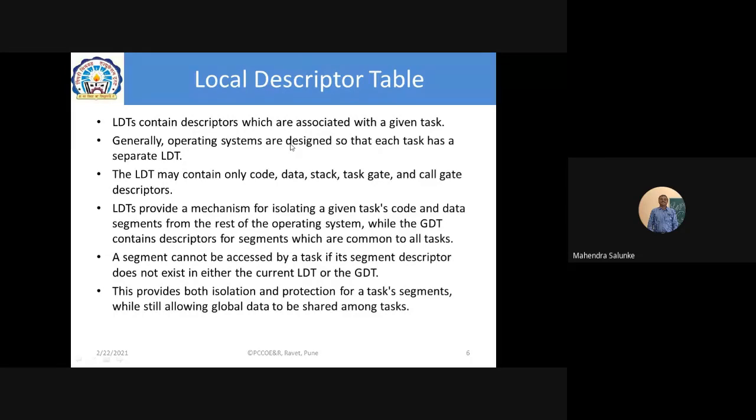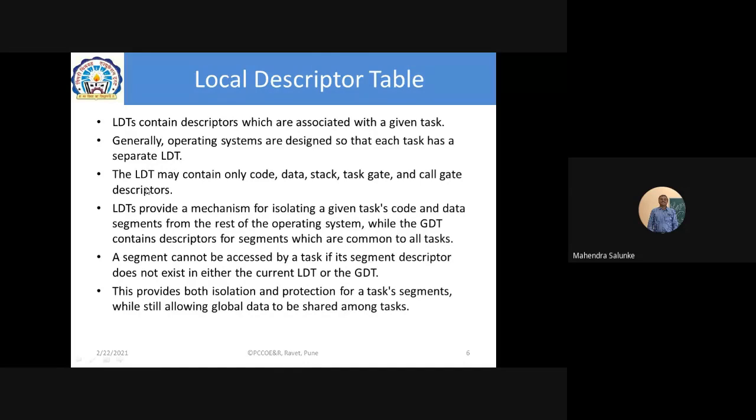Other tasks cannot access them. As per our understanding, all descriptors in the GDT are accessible to all tasks. But when we are talking about the LDT, the descriptors are only accessible to the given task. And these LDTs will be created for every task. Generally, operating systems are designed so that each task has a separate LDT. So that I told you.